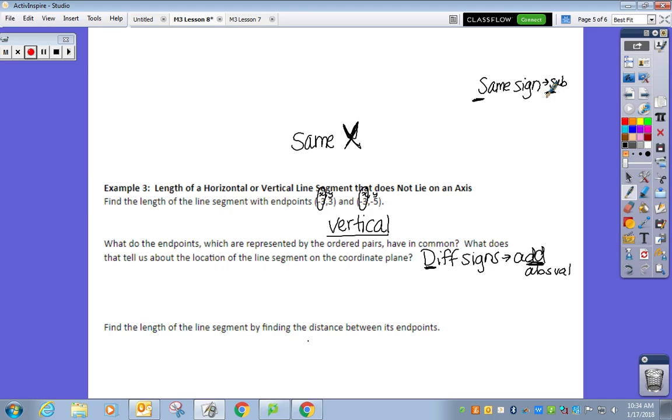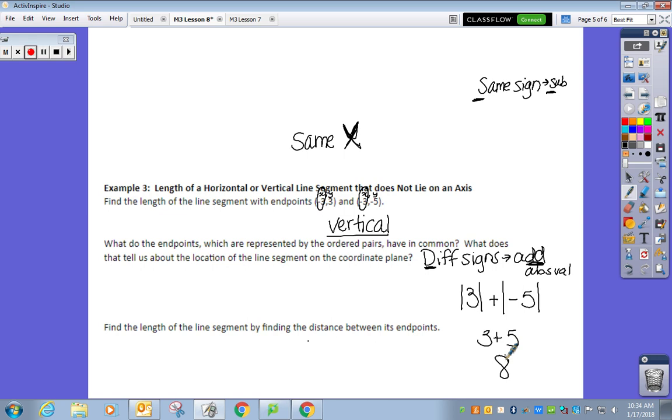So when we're adding, it doesn't matter which order we add them in. I'm going to find the absolute value of 3, and I'm going to add it to the absolute value of -5. So the absolute value of 3 is 3. The absolute value of -5 is 5. 3 plus 5 tells me these 2 points are 8 units apart.